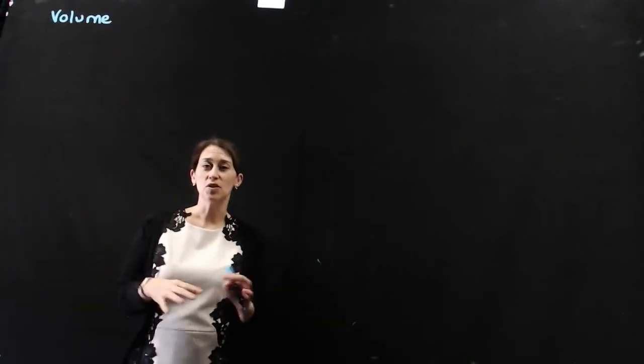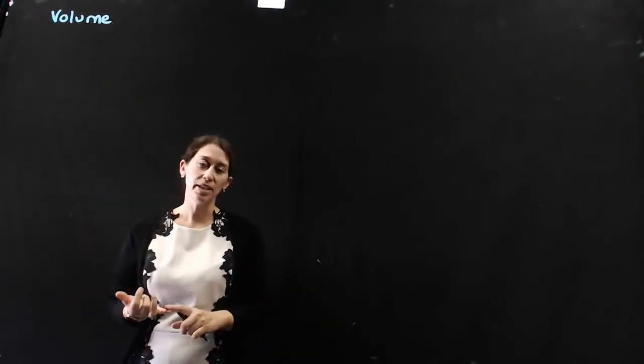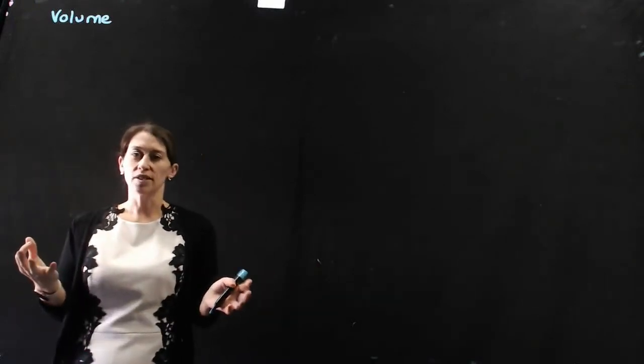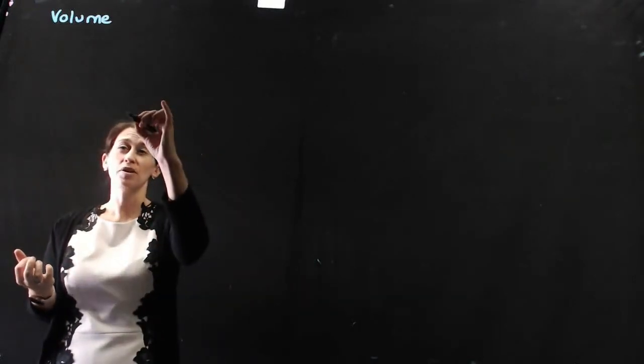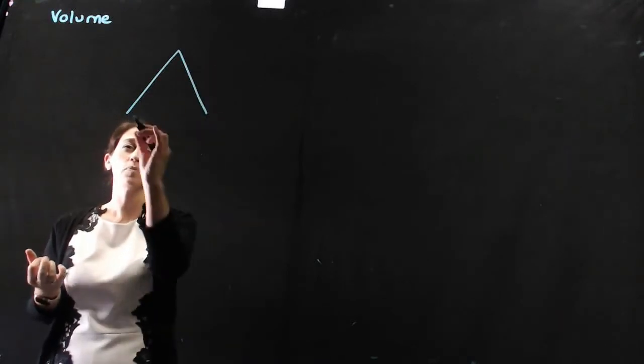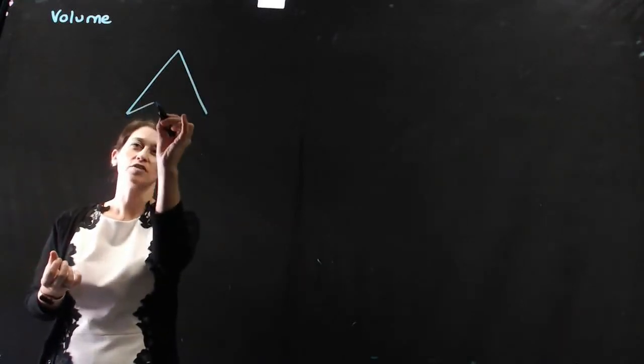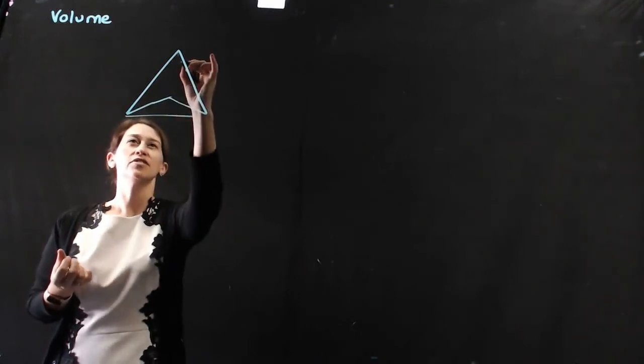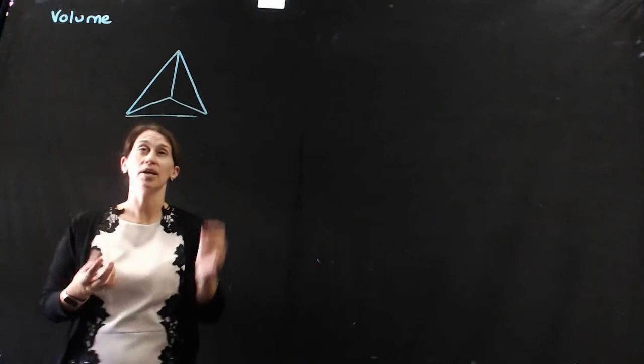In this video, I'm going to talk to you about the volume of pyramids and cones. Let's just think about what a pyramid is first of all. A pyramid is any kind of polygon as a base. For example, it could be a triangular base and it meets the top with an apex.